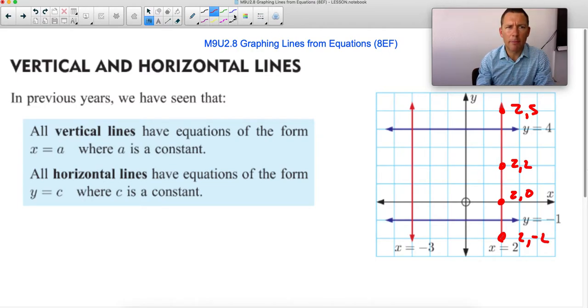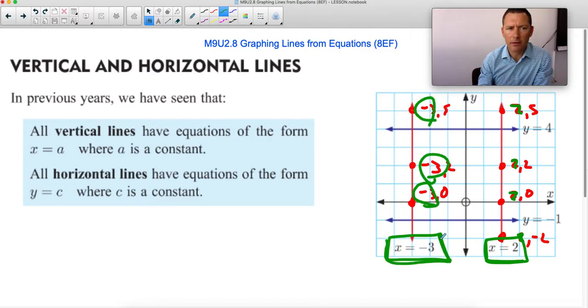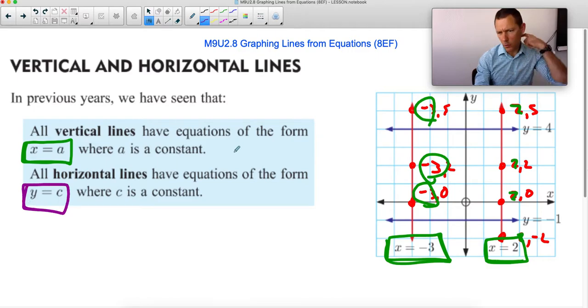What's the same in all of them is the x value is 2. Lo and behold, the equation is x equals 2 because the x is always 2 in that line. Similarly, this is (-3, 0), (-3, 2), (-3, 5). What's the same in all of these is that the x value is -3, and that's the equation of that vertical line. Cool? So vertical lines have x equals a number, and horizontal lines have y equals a number. Cool? Try those out.